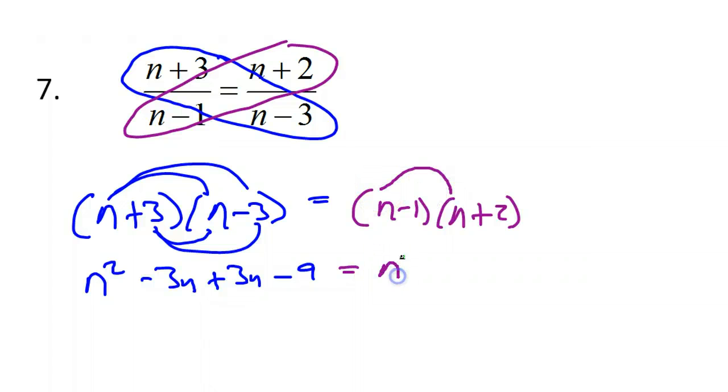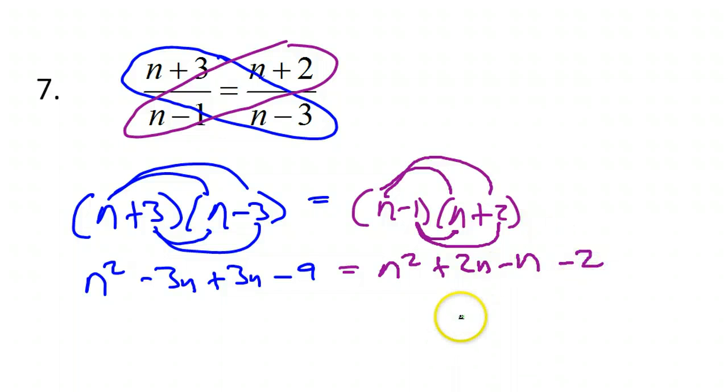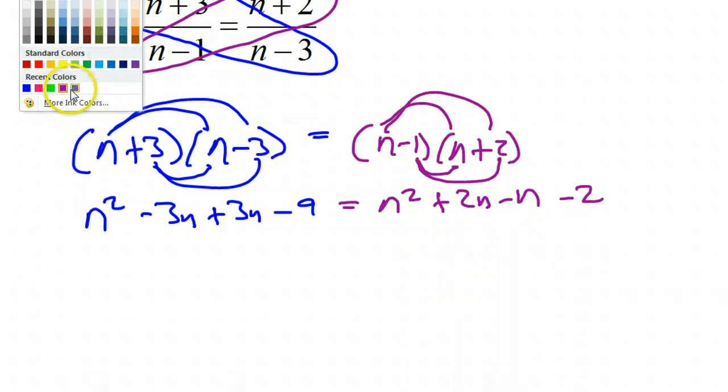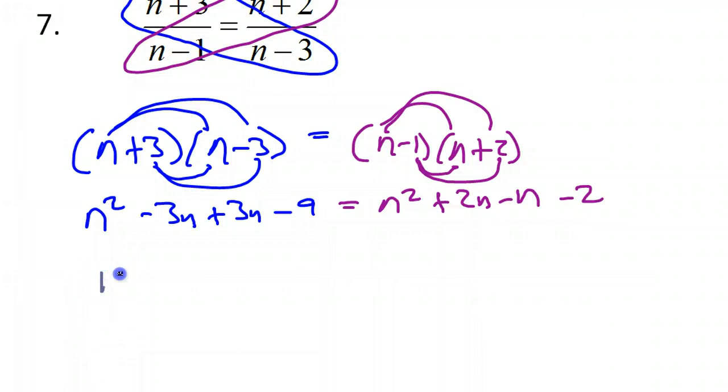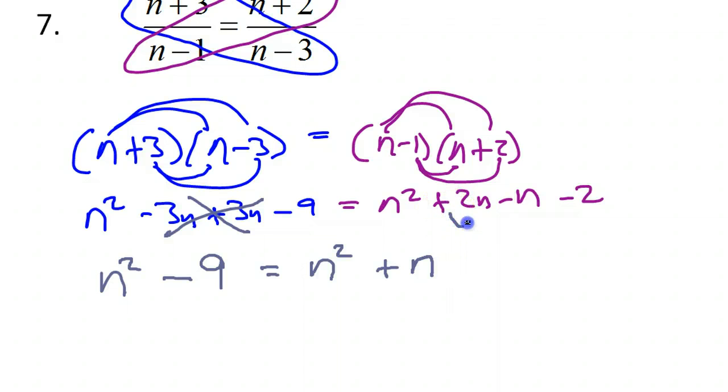N times n is n squared. N times 2 is 2n. Negative 1 times n is negative n. And negative 1 times 2 is negative 2. So this will make n squared. Now positive 3n and negative 3n cancel each other out. So I'll have n squared minus 9 equals n squared plus n. Positive 2, negative 1 is 1, and then minus 2.